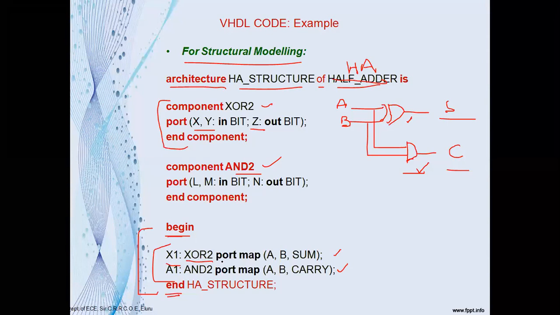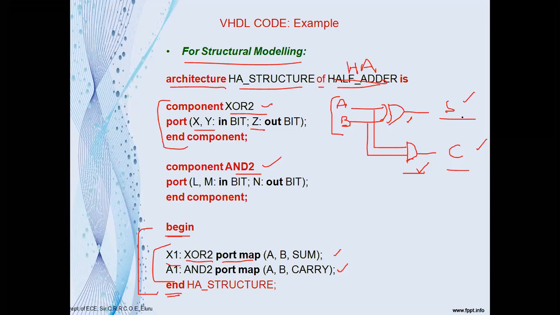So now port map, it is a keyword, port map, which maps the ports. So actually, the real external inputs are A and B, and the external outputs are sum and carry. So now you are mapping the exclusive OR gate inputs and outputs to the external inputs and outputs. That is called component instantiation.